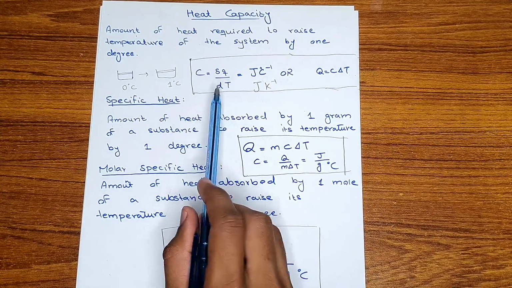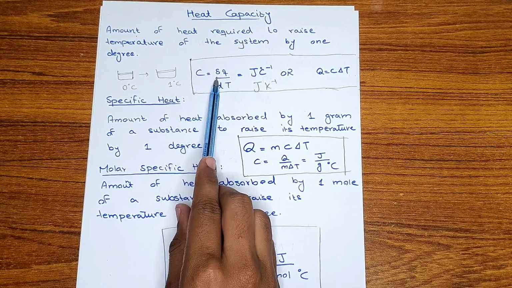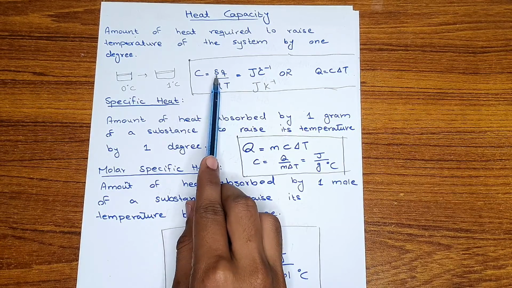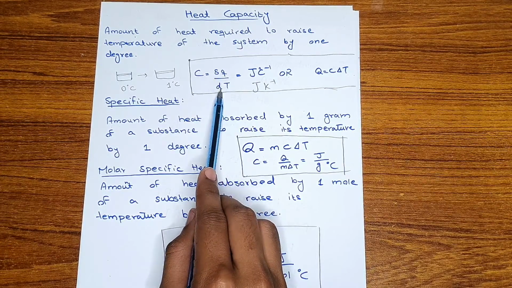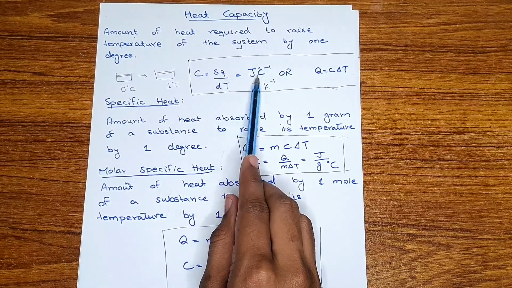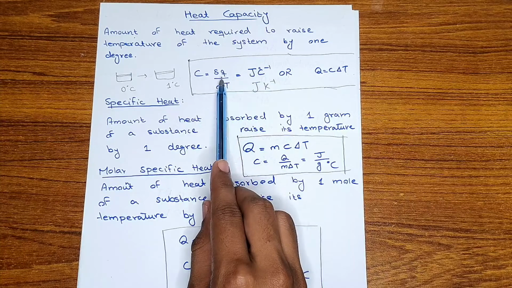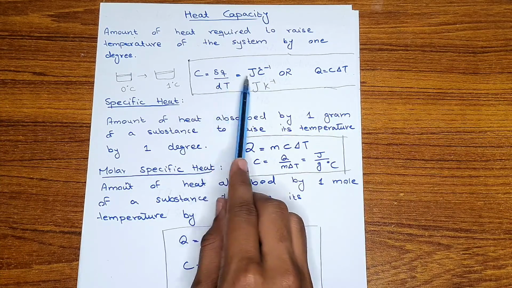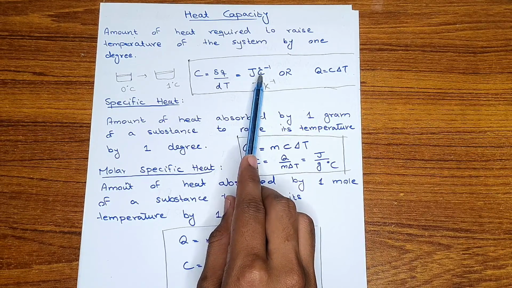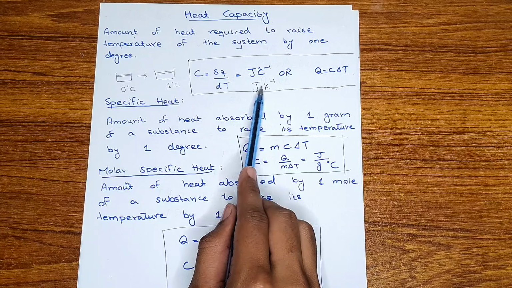The formula for heat capacity is C is equal to change in heat divided by change in temperature, where this is the heat provided and this is the rise in temperature of the system. The unit of heat is joule and the unit of temperature is degrees Celsius, so that gives me joule per degree Celsius, or if I take per Kelvin, then joule per Kelvin.